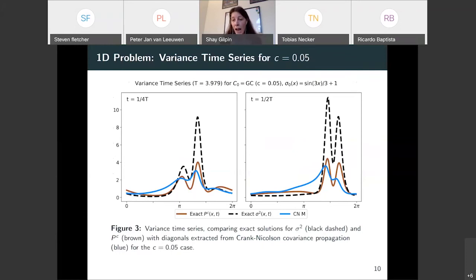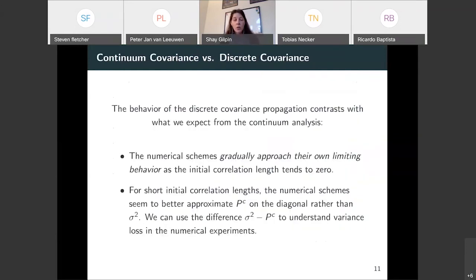And so this really highlights that this is more so a dynamics issue rather than just dissipation alone. And so to summarize what we've just seen, we have this contrasting behavior between the discrete covariance propagation and what we expect from our continuum analysis. Our numerics are gradually approaching their own limiting behavior as the initial correlation length shrinks, rather than just this abrupt change in dynamics that we expect from the continuum.